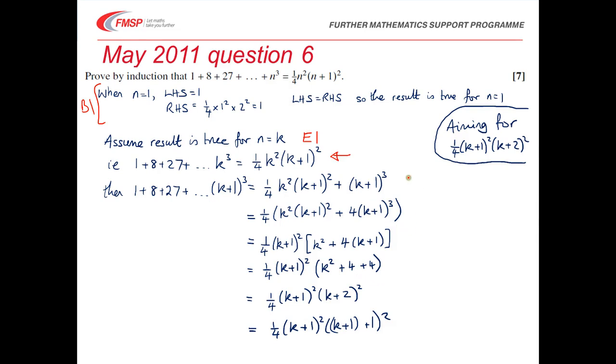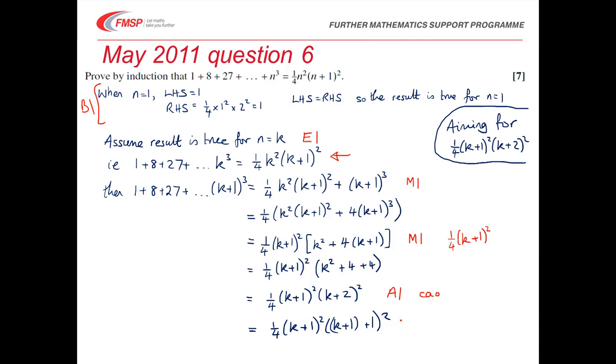There's then a method mark for adding (k plus 1) cubed to both sides. There's another method mark for extracting the factors of 1/4 and (k plus 1) squared, and you can do that in one step or two. Depends how confident you are on your algebra. There's then an accuracy mark for getting down to this point here.